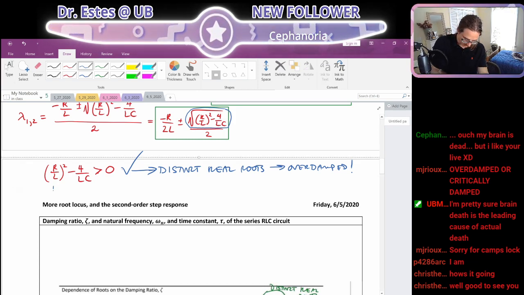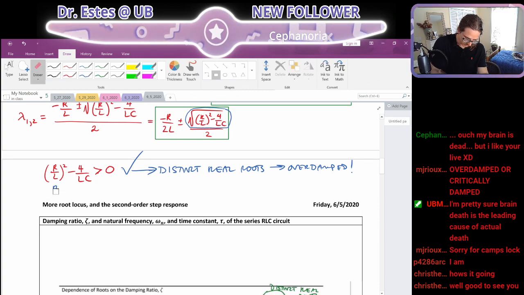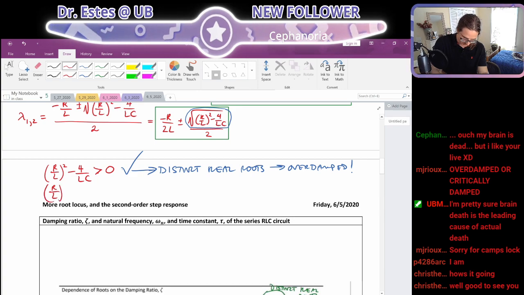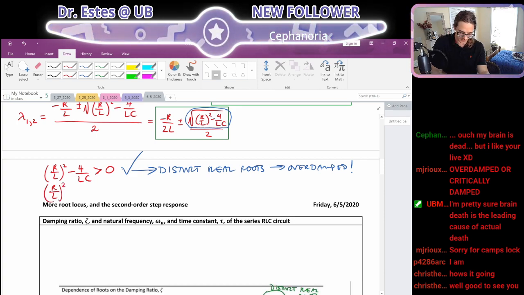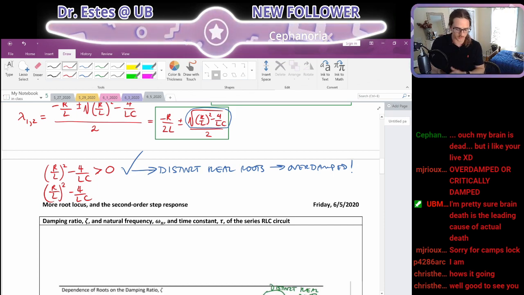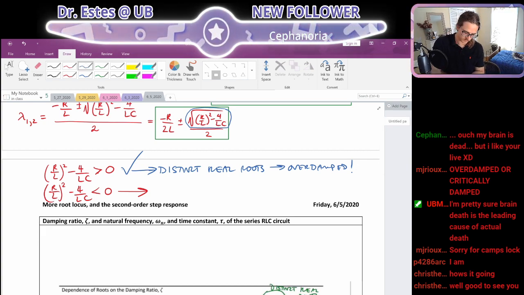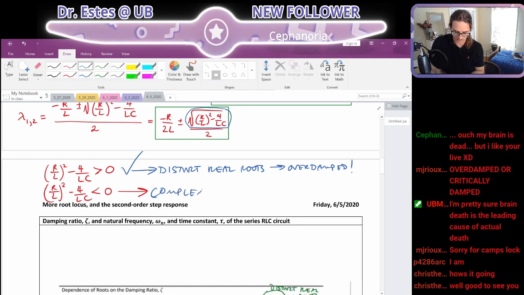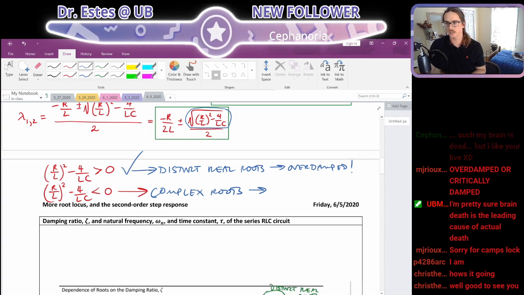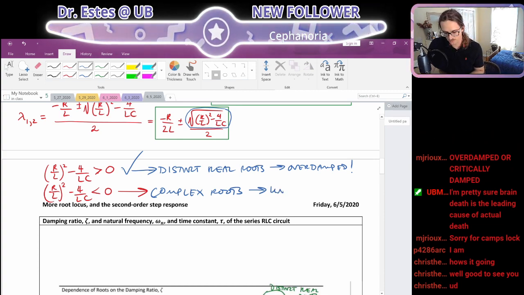And then, this is the more interesting case in my opinion. If you take that quantity under the square root, if it's less than 0, then you're going to have a pair of complex roots, complex conjugate roots, and we call this an underdamped system.